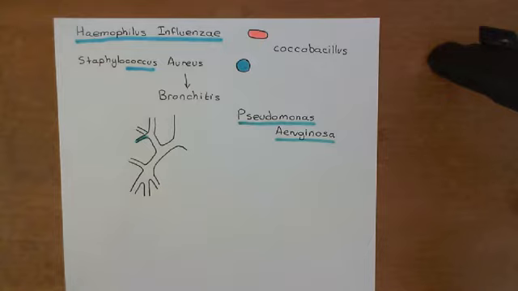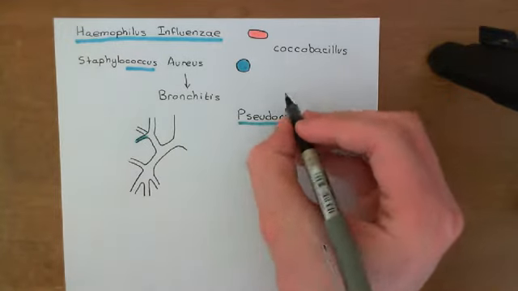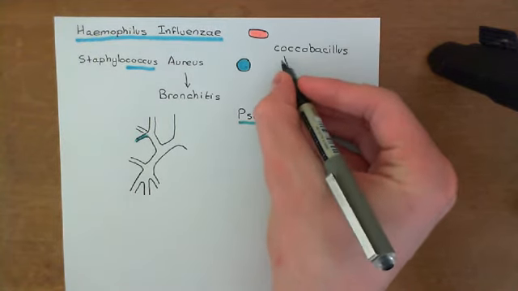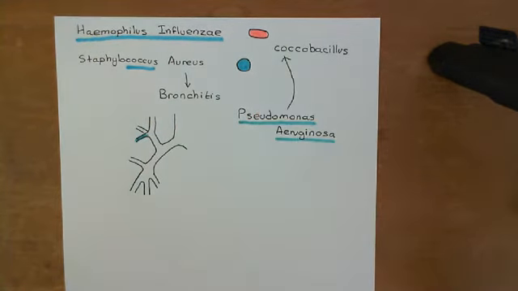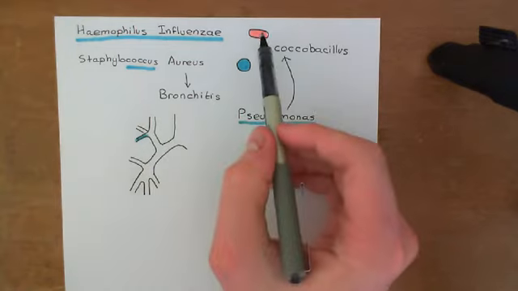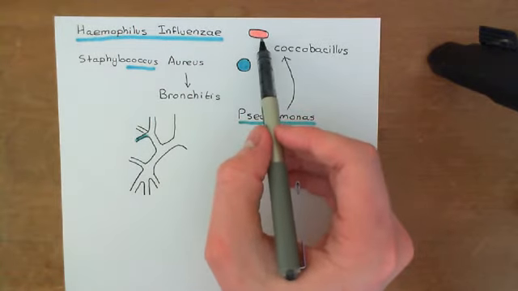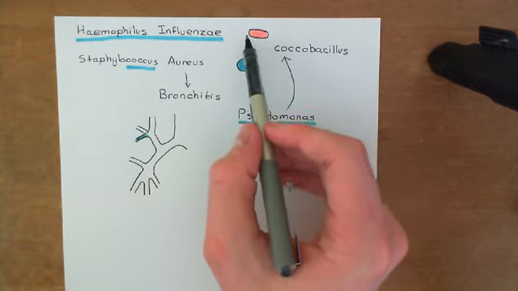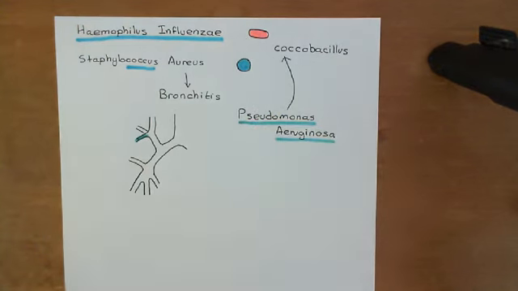Okay, so the infection moves from Haemophilus influenzae and Staphylococcus aureus to Pseudomonas aeruginosa. Now, Pseudomonas aeruginosa looks very much like Haemophilus influenzae as far as my two descriptions are concerned, in that it is a gram-negative bacterium, so it stains red if you do the gram staining process, and it is a coccobacillus.